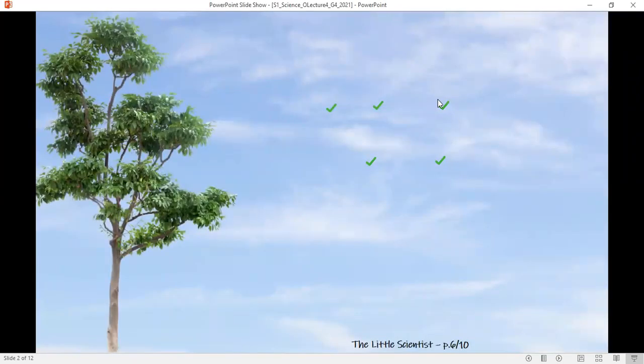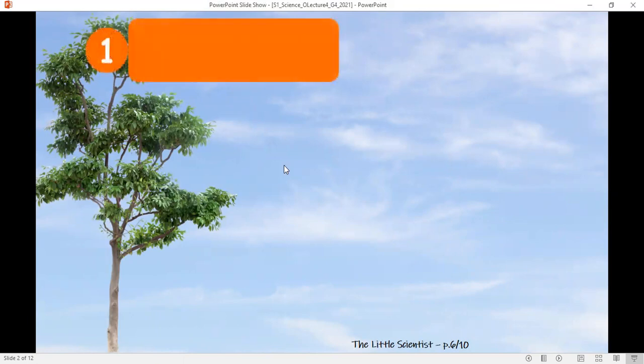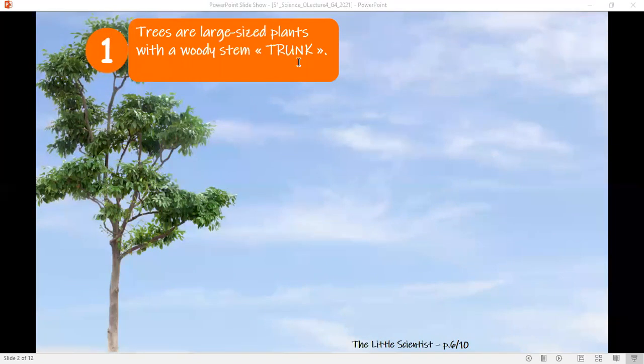A plant with a large size and one woody stem is called a tree. So trees are large-sized plants with one woody stem that we call a trunk. Sometimes it's called a stipe, like the stem of the palm trees. And these plants are perennial. This means that they live for more than 2 years.